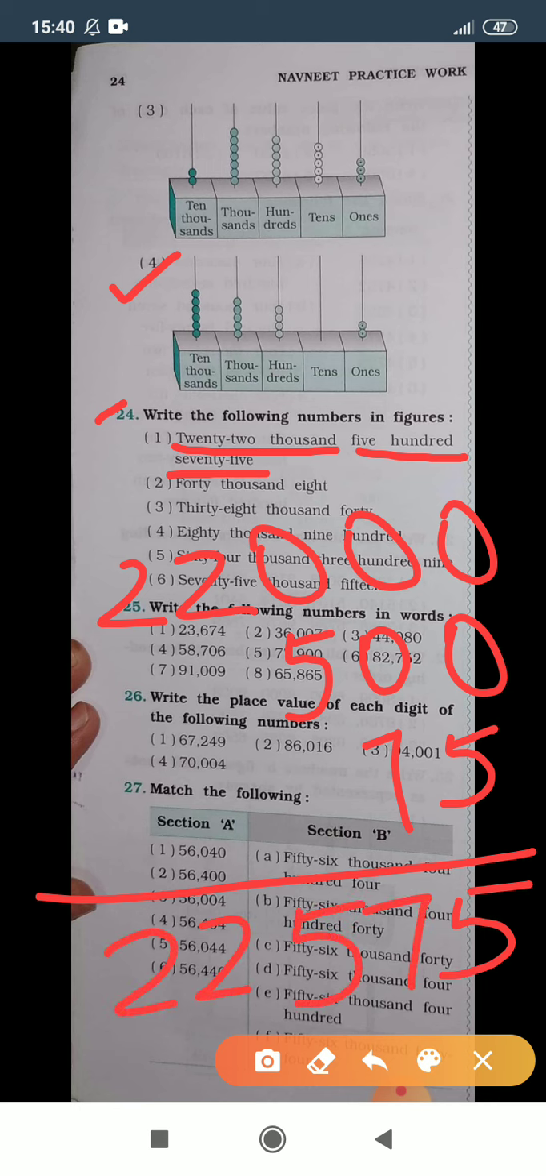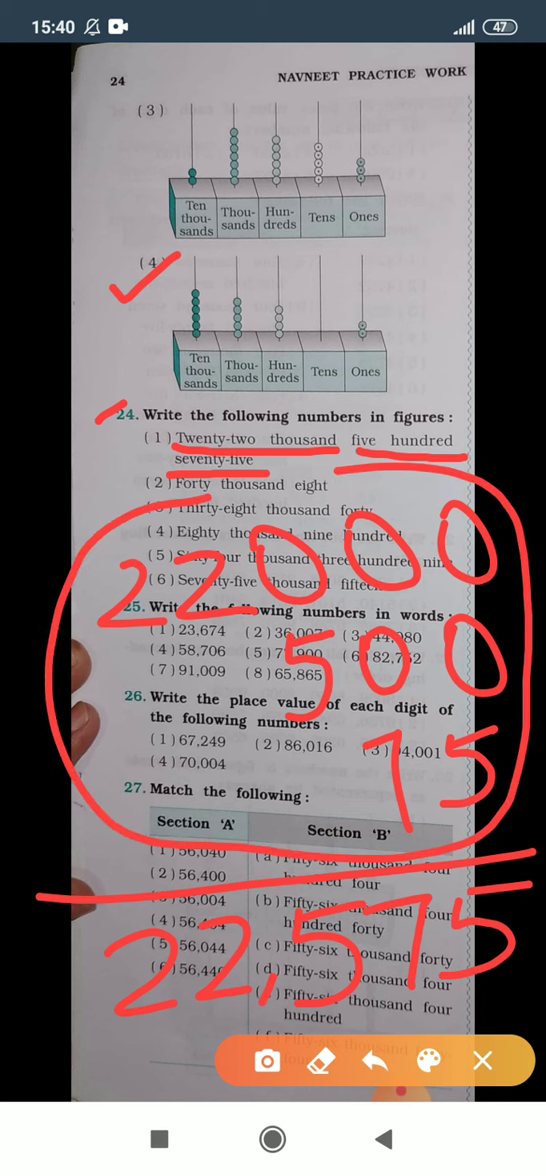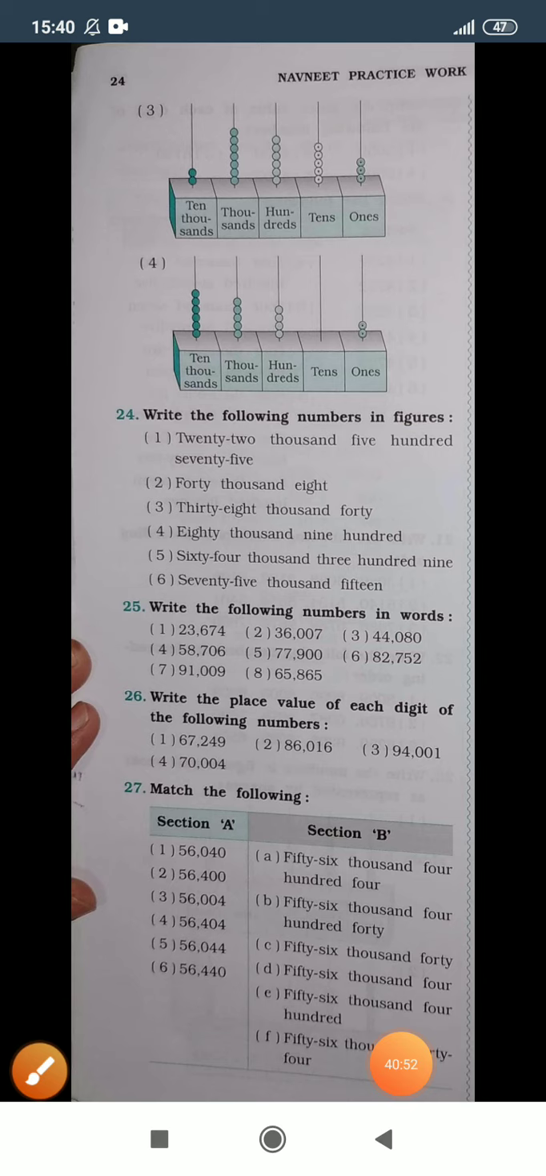So your answer is 22,575. That means 22,575. If you are going to write these answers directly, that will also be right. Let's see question number 2.